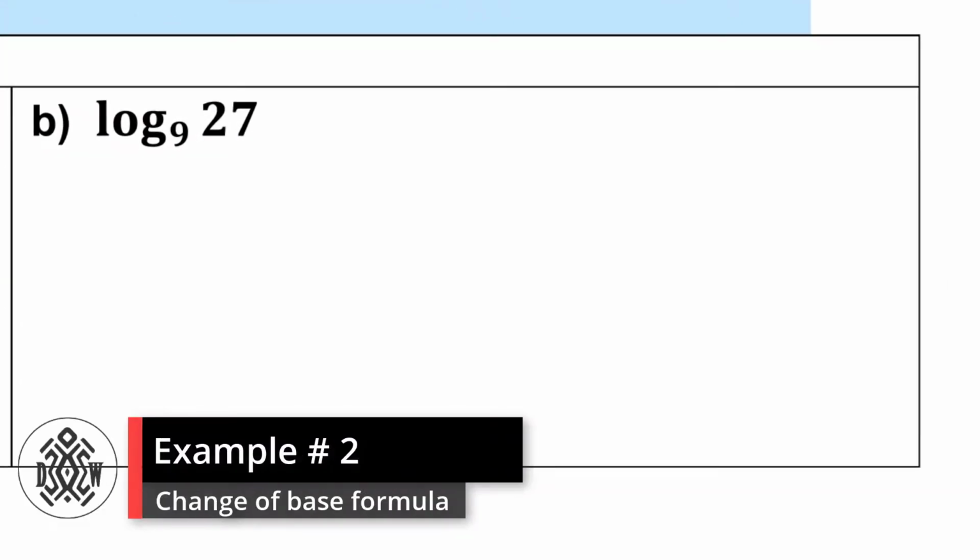For b, we have log base 9 of 27. What we need to ask ourselves is, we're trying to get the same bases. So really it's 9 to the what is equal to 27. 9 to the 1 is 9. 9 to the 2 is 81. It doesn't go like that, right?